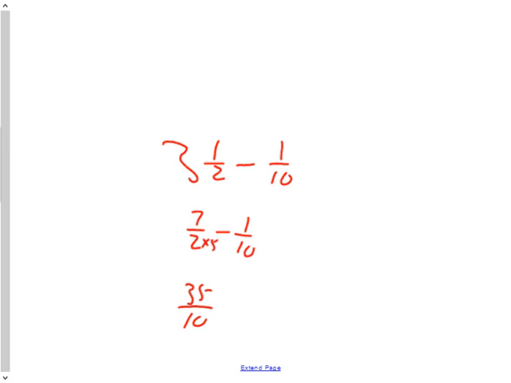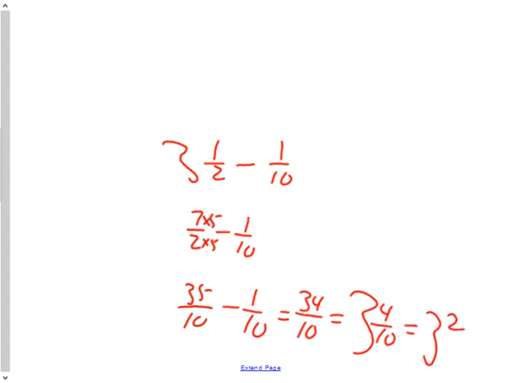Question 7. 3 1/2 take away 1/10 is the same thing as 7/2 take away 1/10, which is the same thing as 35/10, because I'm going to change this to an equivalent fraction by multiplying by 5. Take away 1/10, which would be 34/10, which will be 3, that's 30/10, and 4/10, which is acceptable as an answer, but in lowest terms, 3 2/5.